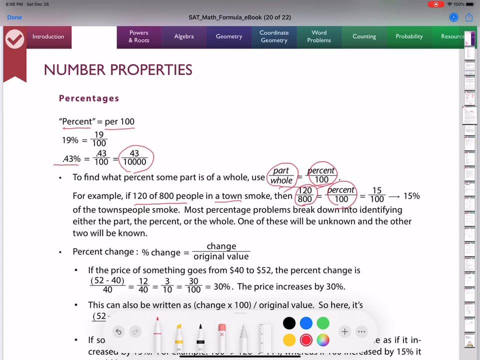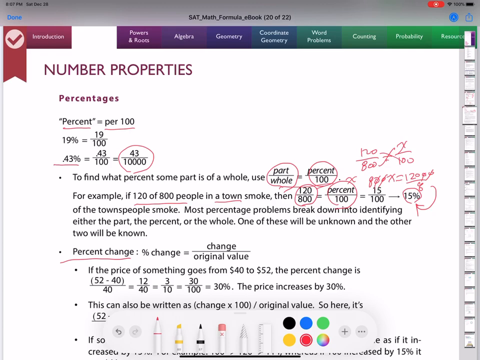So that percentage is 15, so 15%. Let this percent be x: 120 over 800 equals x percent over 100. Cross multiplying, 800x equals 12,000, and divide by 800, x equals 15, so 15%. One more time, part over whole is equal to percent over 100. Use that equation.